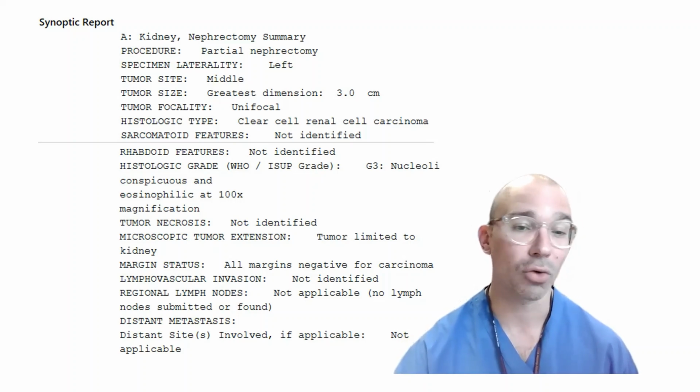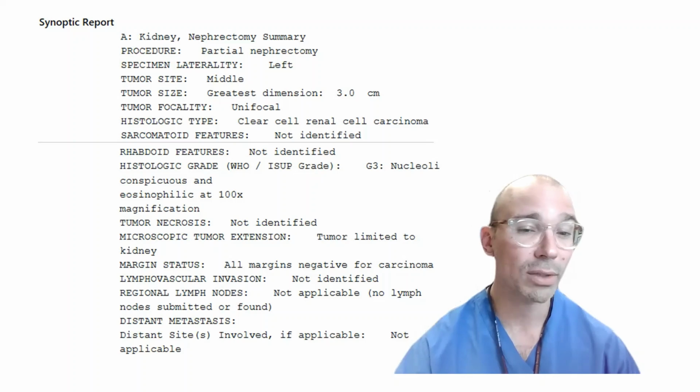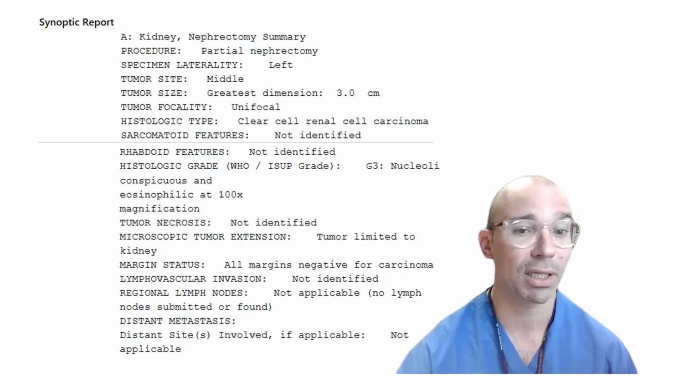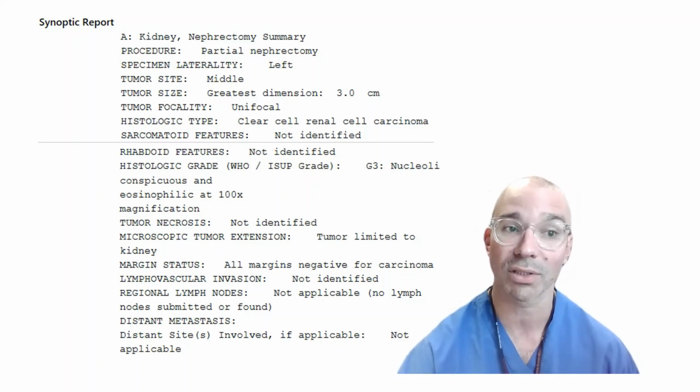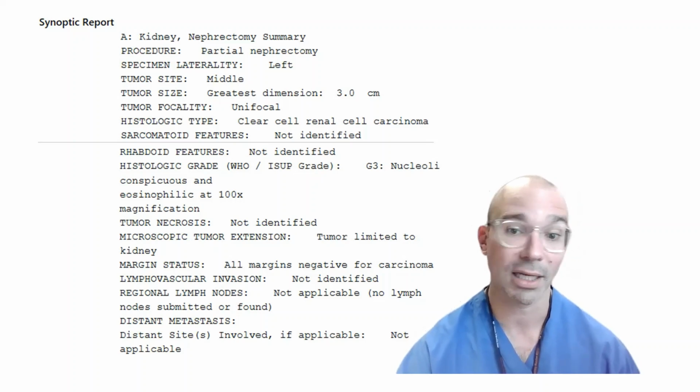Sarcomatoid and rhabdoid features are really aggressive features that are only rarely present in kidney cancer, but really important to note. That's why they're highlighted on most synoptic reports. Once again, your grade is identified here as G3. Once again, grade 3 tumor.